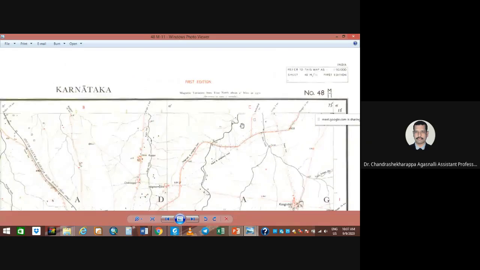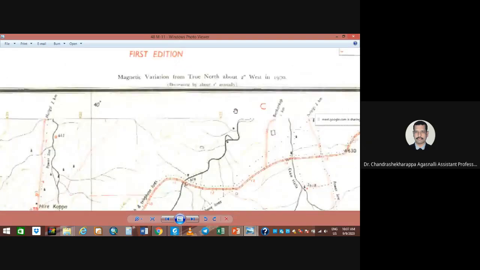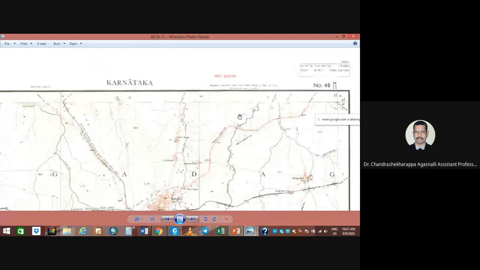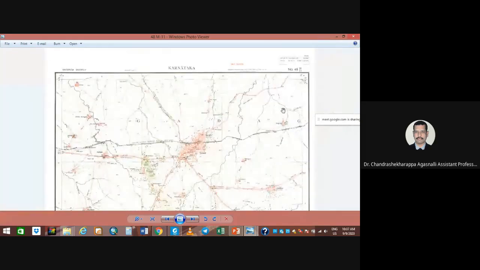So here in this map, especially, generally the north will be in this direction.